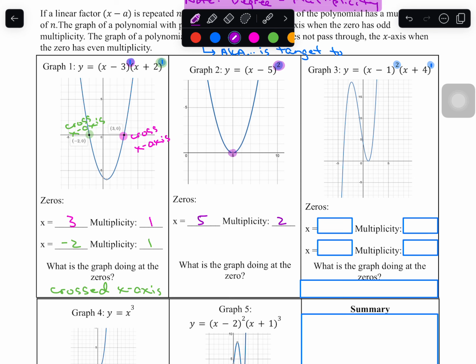So some people, mathematicians, like to say that it's tangent at that point, and we've talked about tangent only touching the line one time. I say it bounces off the x-axis. Right? And that's exactly what we're going to say here. And I'm just going to do that for abbreviation since I already wrote it up above. Okay, go ahead and try to find for graph 3 the zeros, the multiplicity, and describe what's happening at each of those zeros. Pause the video.